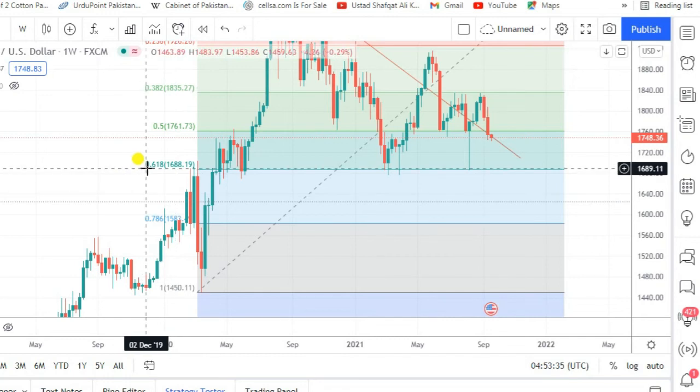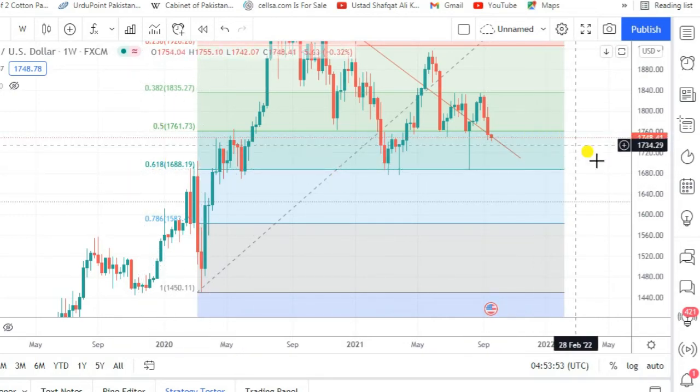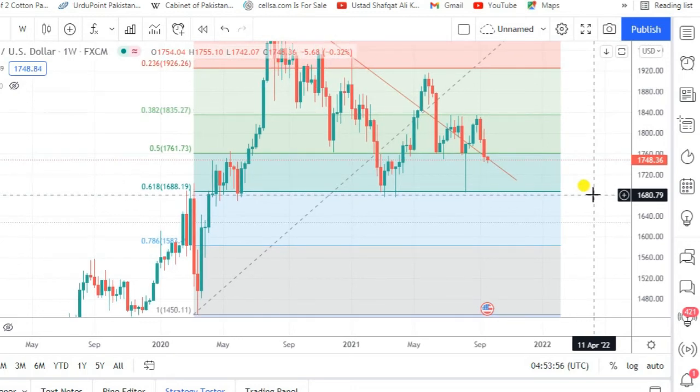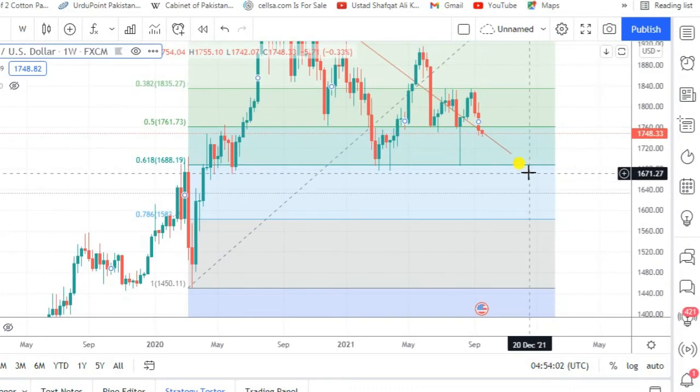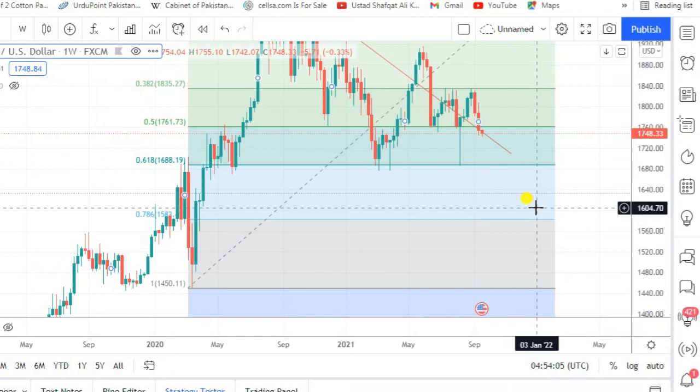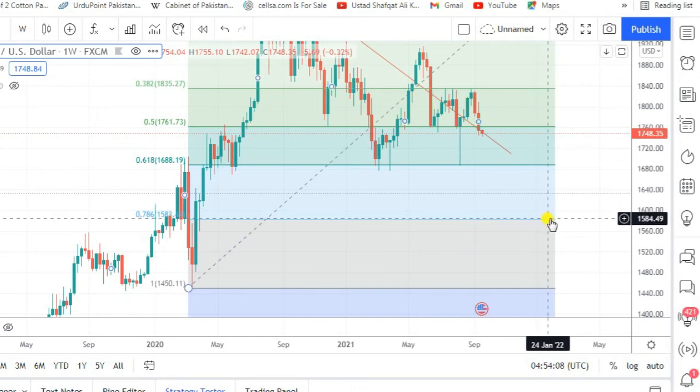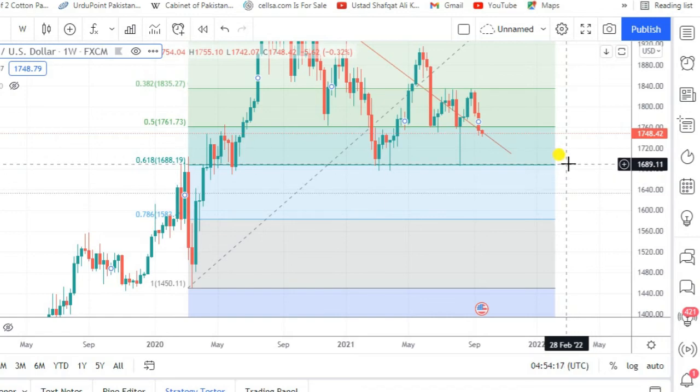Here you can see 1680 is a level, and 1685 is a level, where the 61% retracement is, which, as I mentioned in my previous video, is the best level of Fibonacci retracement. Whenever the market comes here, it is going to change its trend. For swing traders, if the market breaks 1680, then our second target would be approximately 1580. So 1580 would be the area from where we could look for our buy trades. Otherwise our long targets are at 1580 if the market also breaks the 1680 area.